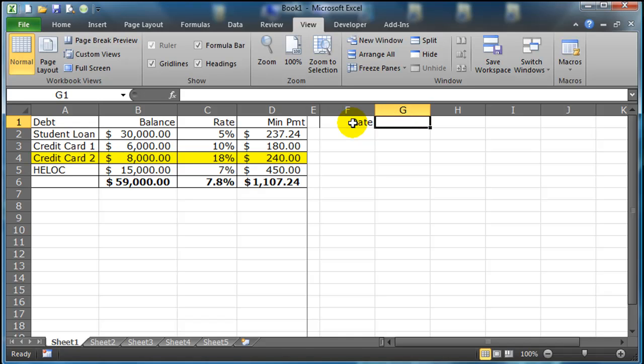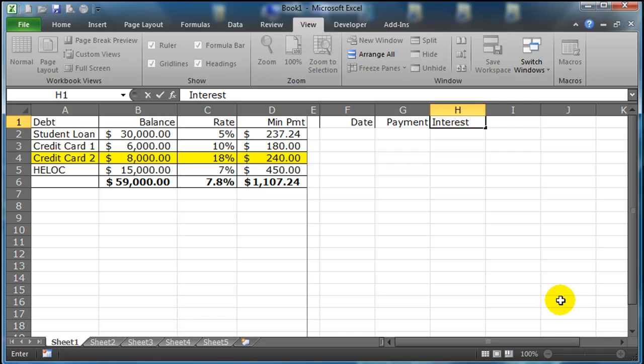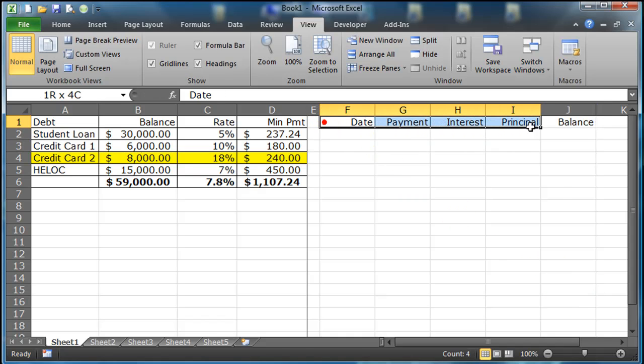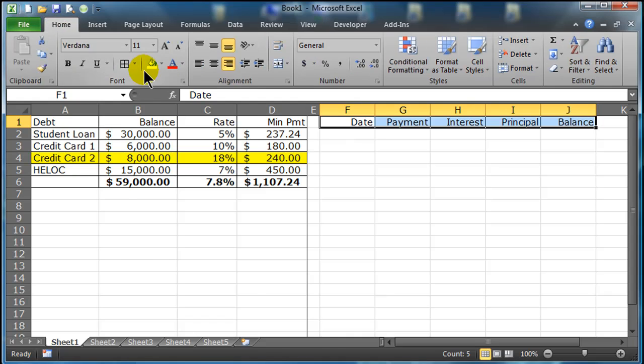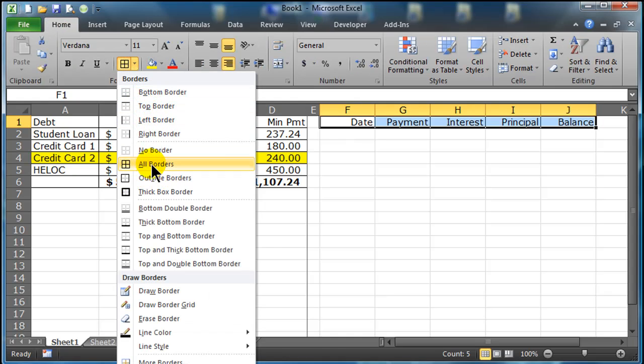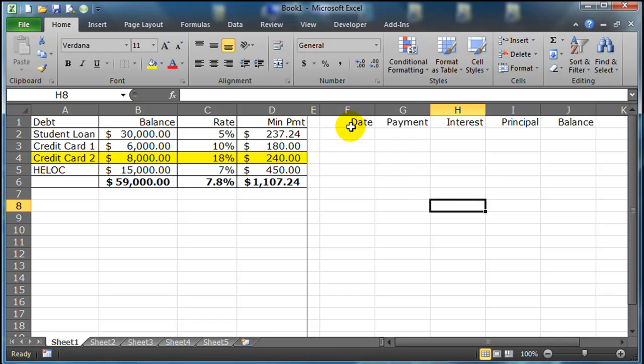I'm going to keep track of the date. I will keep track of my payment. I'm going to keep track of the amount that applies to interest, the amount that applies to principal, and then I'll keep track of the balance. And for these, I will say no borders. There we go. So date, payment, interest, principal, and balance. Okay, now bear with me on this one. Let's go ahead and start this off just a little bit.